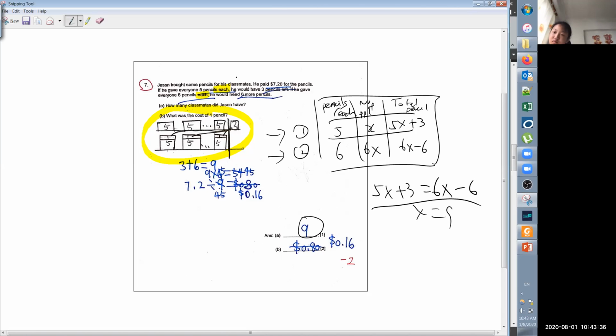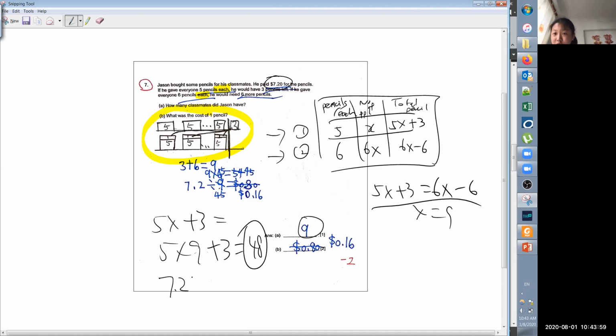So now, it says you have 9 people, so you need to find out how many pencils you have. So that means 5 times 9, plus 3, which gives you 5x plus 3. So 45 plus 3 is 48. So basically, the total pencil is 48. So 7.20 divided by 48. Am I right? 48. Yes.